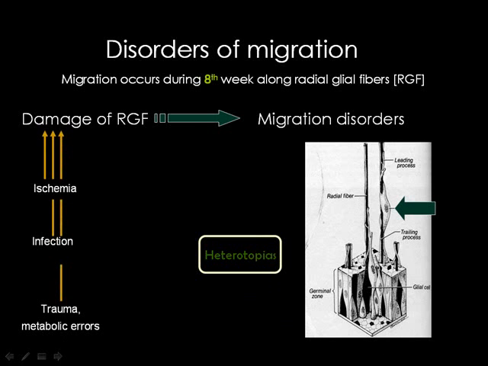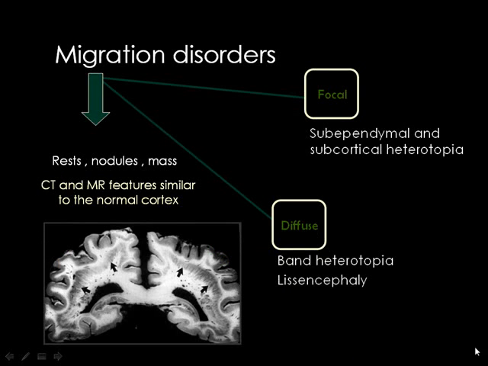And the same lesions, the suspected lesions: trauma, infection, ischemia, metabolic, genetic, and chromosomal abnormalities, can result in damage of the radial glial fibers, where the neurons migrate. Then you get migrational disorders, which are represented by the heterotopia. The heterotopia has two main types: the focal type and the diffuse type. In the diffuse type, you get this appearance.